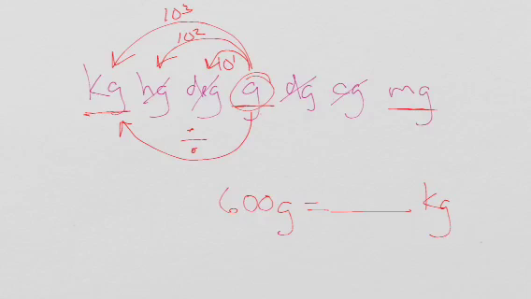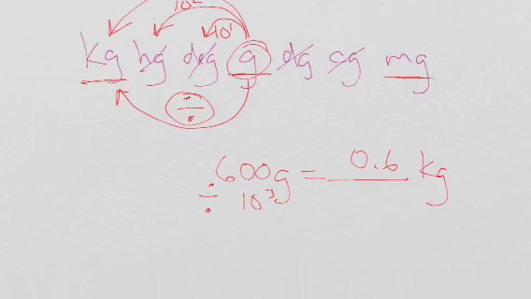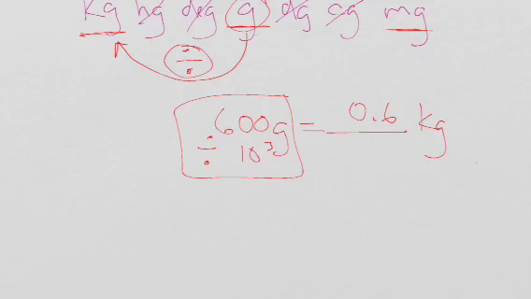If I'm going from grams which are smaller to kilograms which are larger, am I multiplying or dividing? I am dividing, right? Right here. So I'm going to have to divide this by 10 to the 3. What is 600 divided by 1,000? 0.6.